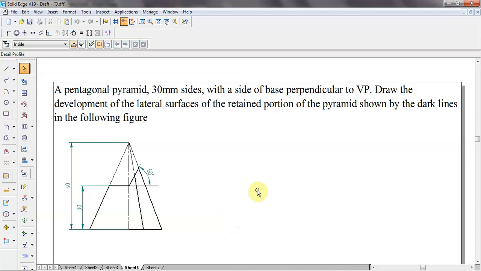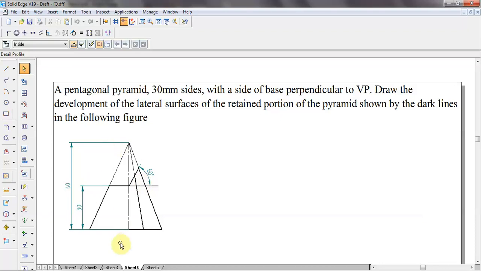So now we are going to draw a development of a pentagonal pyramid of base 30 mm sides. The side of base is perpendicular to VP. Draw the development of the lateral surface of the retained portion of the pyramid shown by the dark lines, as shown in the figure.